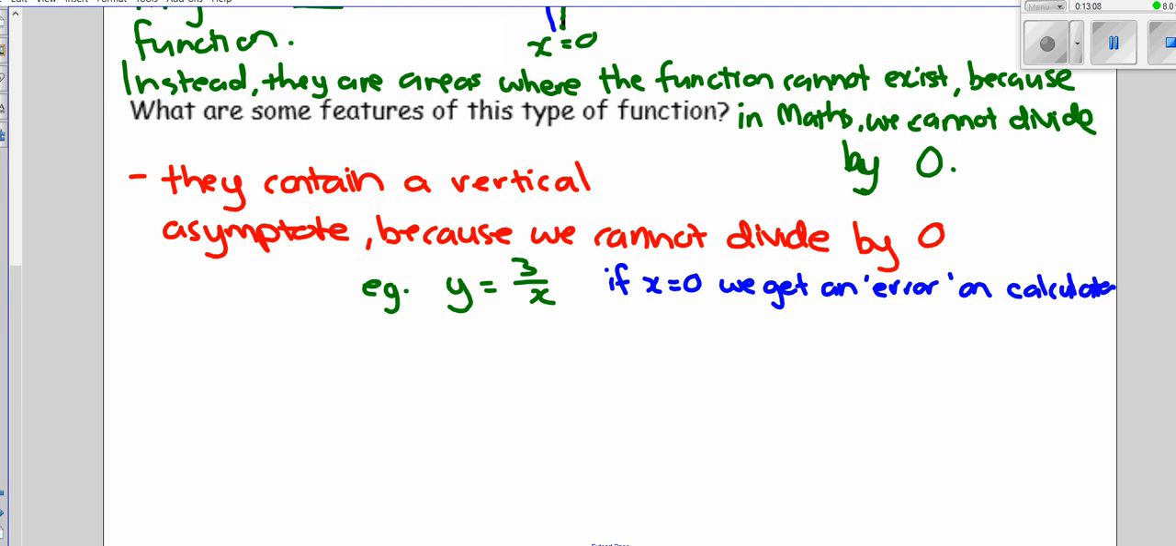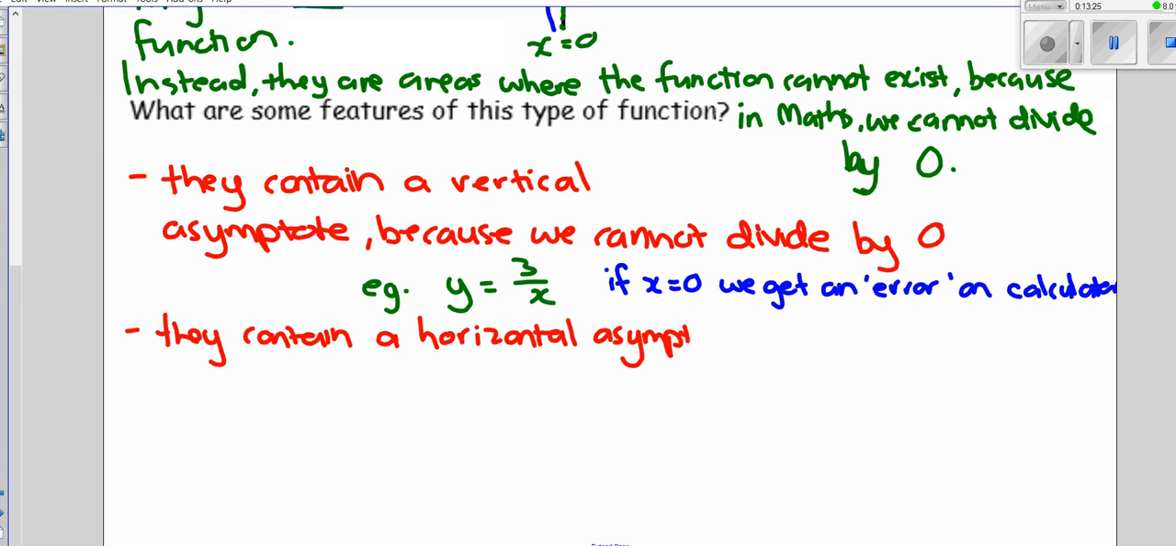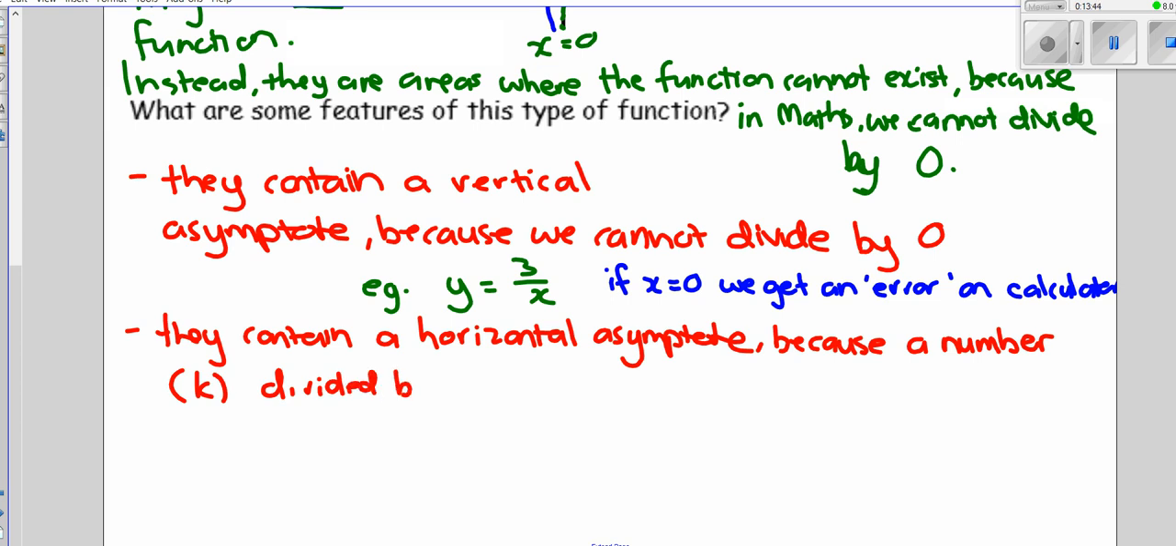They also contain a horizontal asymptote. They contain a horizontal asymptote because a number k divided by any number will never equal 0.